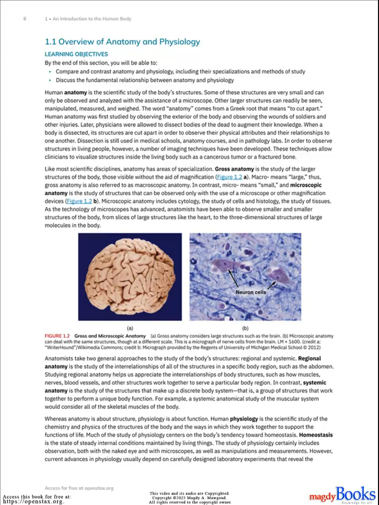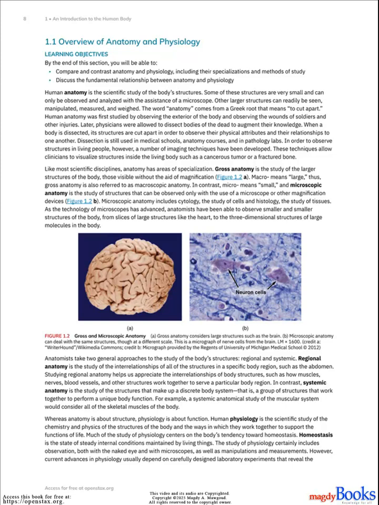Anatomists take two general approaches to the study of the body's structures, regional and systemic. Regional anatomy is the study of the interrelationships of all of the structures in a specific body region, such as the abdomen. Studying regional anatomy helps us appreciate the interrelationships of body structures, such as how muscles, nerves, blood vessels, and other structures work together to serve a particular body region.